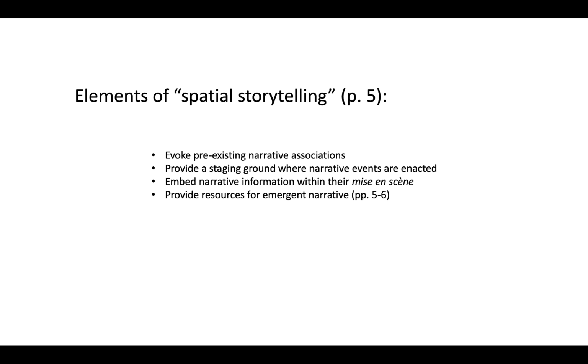So he talks about spatial storytelling, and he says that there are four kinds of elements of it. First, digital games evoke pre-existing narrative associations. He talks about pirates, like all the associations with pirates. But Frankenstein, if there's a Frankenstein game or a Star Wars game or anything like that, they evoke pre-existing narrative associations.